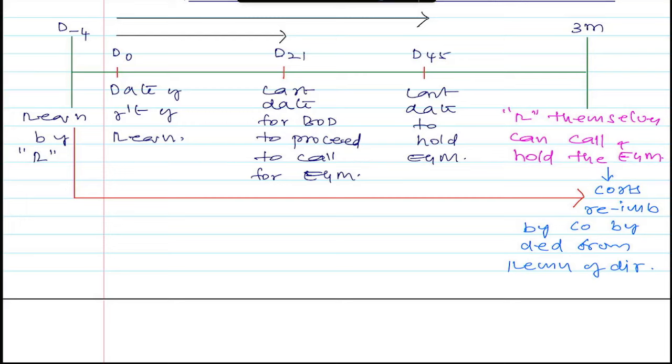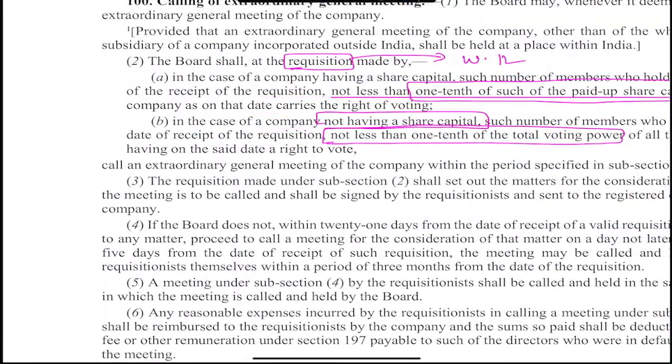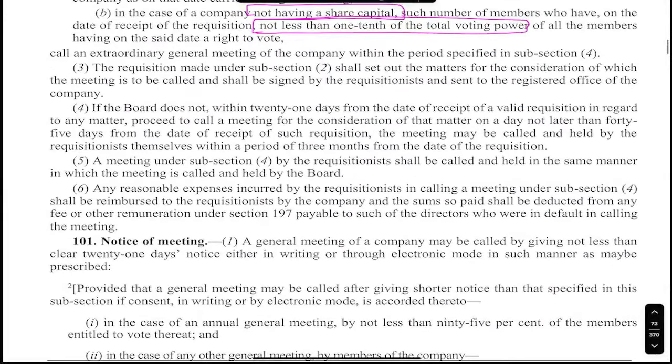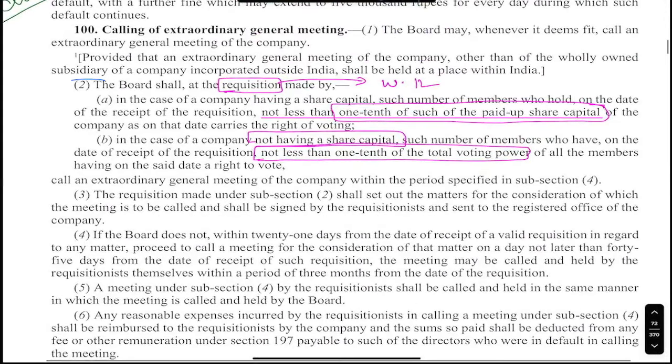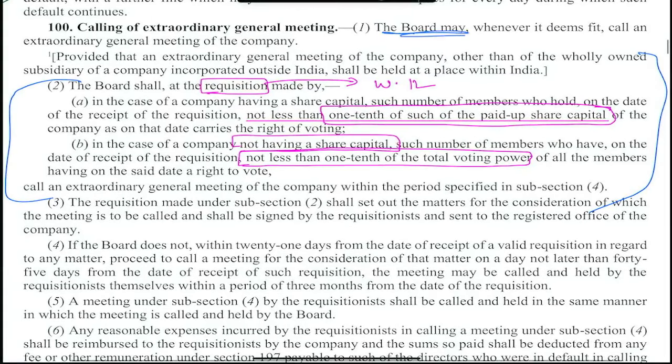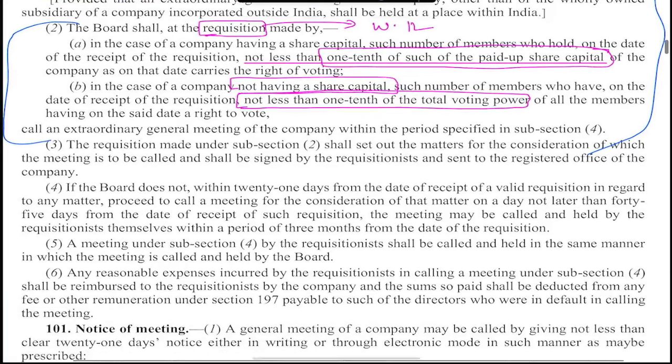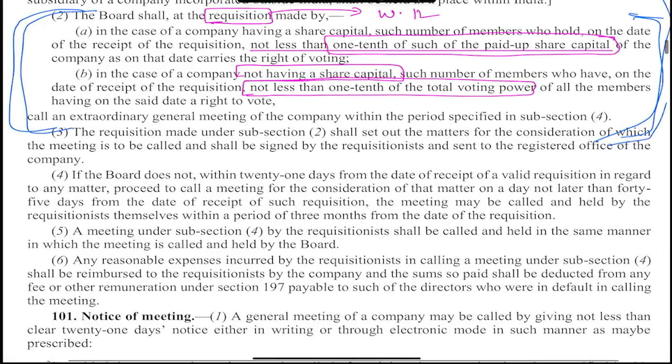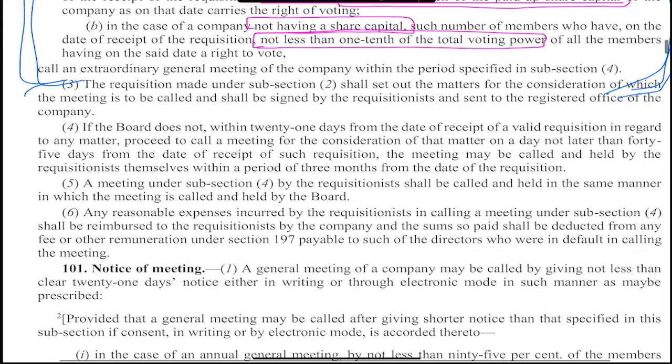Okay, completed? Now what have we completed here? The procedure for EGM is also completed. I will show you the provisions. See here. First two points, understood? The Board may, whenever it deems fit, which we call suo motu, call an EGM. First point, had you written it in the notes or not? Next, limits: who can call? Had we written or not? Yes. Next, read subsections 3, 4 and 5.